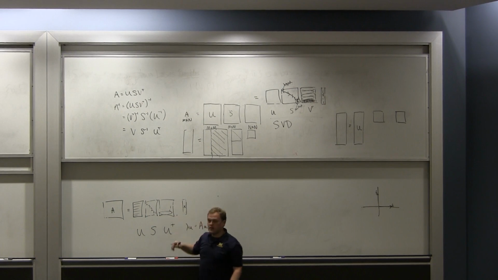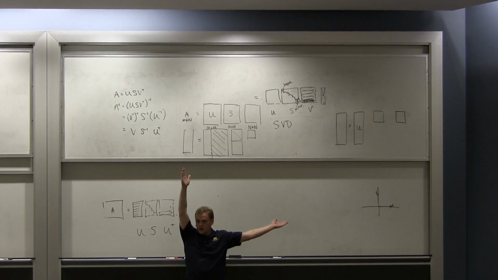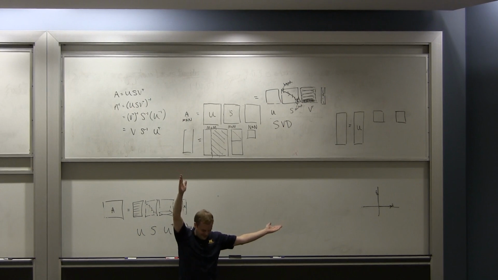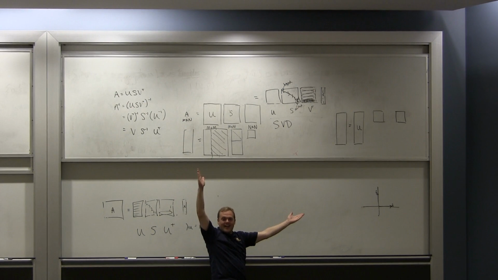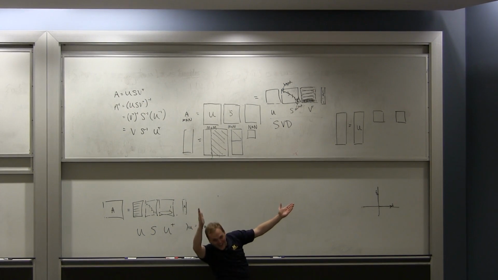So let's suppose the eigenvectors are here and here. And I have a third vector. This is on video, right? That's great.